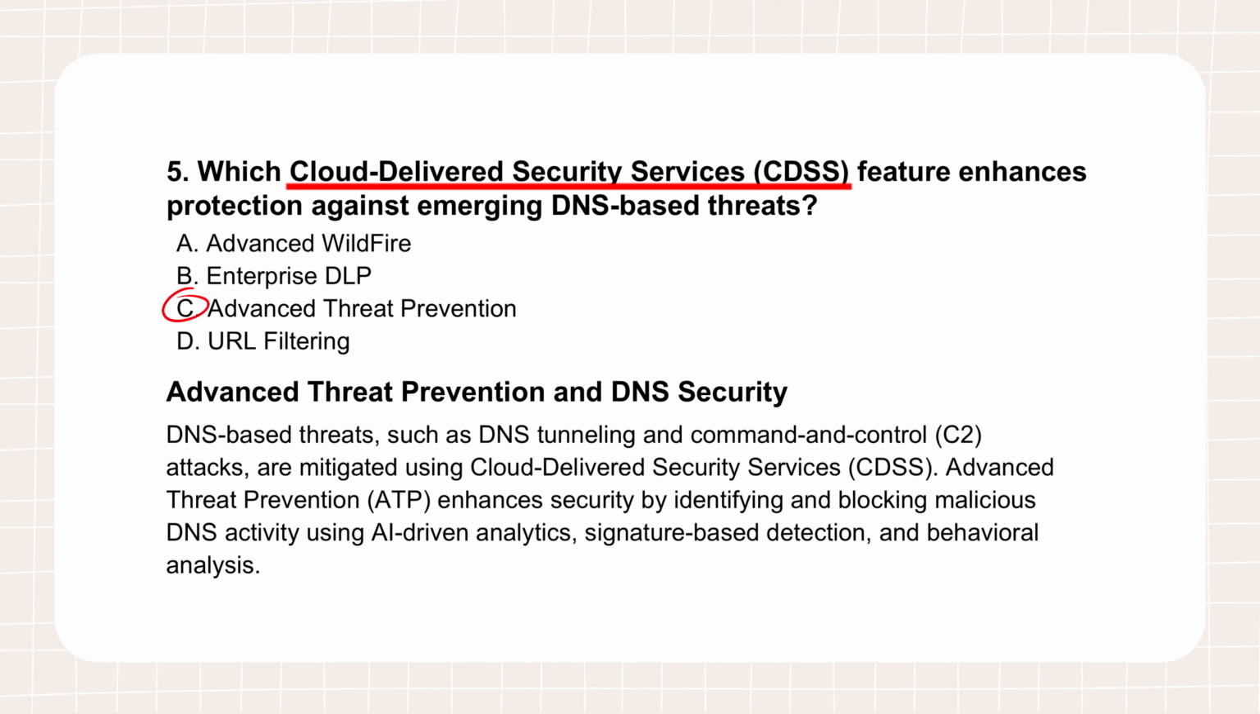Okay, so how does ATP tackle that? ATP uses a combination of machine learning and signature-based detection to identify and block these malicious DNS requests. Think of it as a super smart DNS filter that can spot those bad guys hiding in plain sight. That sounds like a pretty critical layer of protection in today's world where DNS is such a fundamental part of how the internet works. Absolutely. And CDSS, with that cloud-based approach, it offers a whole range of capabilities to protect against all those online threats out there.